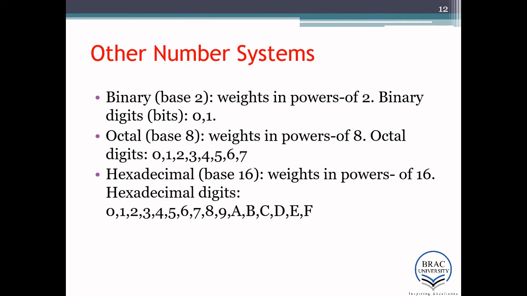Other number systems. For binary, base 2, weights are in powers of 2. Binary digits are 0 and 1. For octal, base 8, weights are in powers of 8. Octal digits are 0 to 7. For hexadecimal, base 16, weights are in powers of 16. Hexadecimal digits are 0 to F. So you need to remember this, because we'll be doing conversion from one number system to another. If you don't know this, you cannot follow the rest of the part.